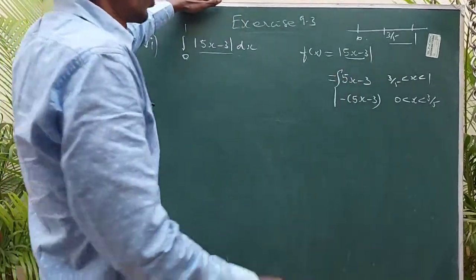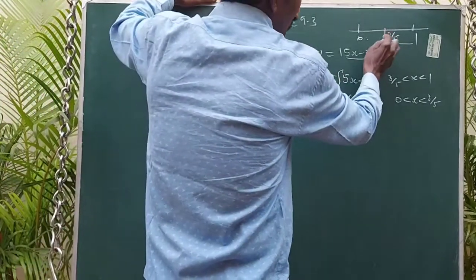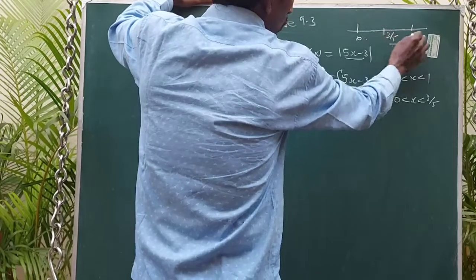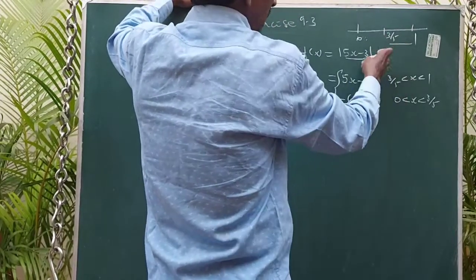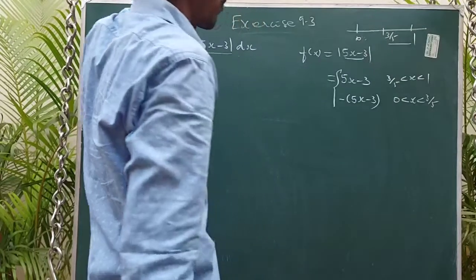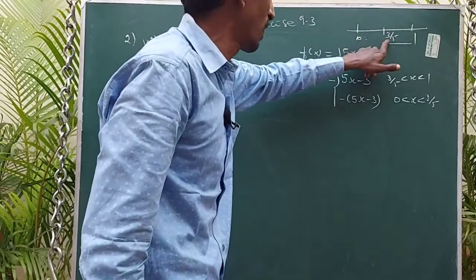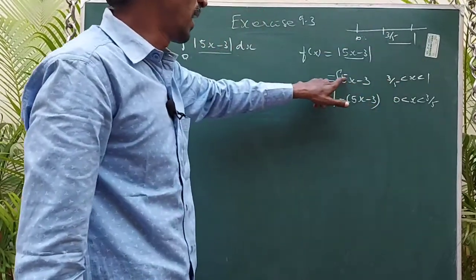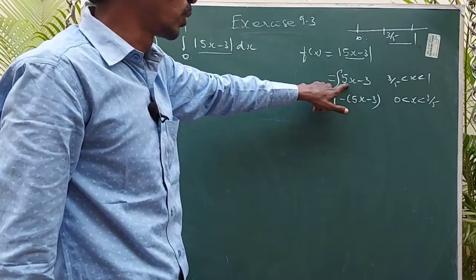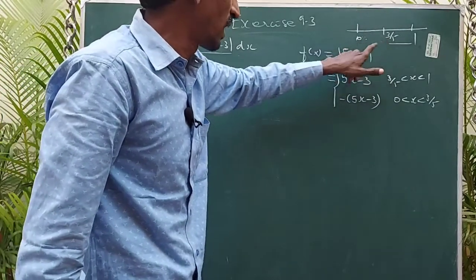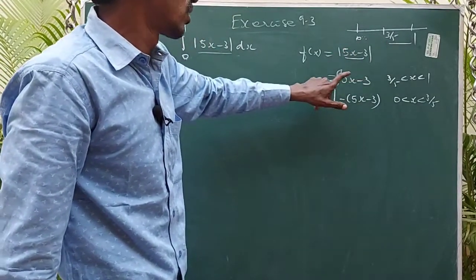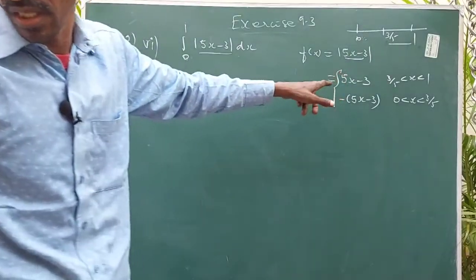So there is an intermediate value between these two, 3 by 5. If x is greater than 3 by 5, that means 3 by 5 to 1, then the modulus value is positive. If it is 0 to 3 by 5, then the modulus value is negative. So first you should understand this concept.